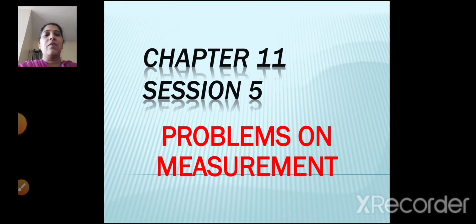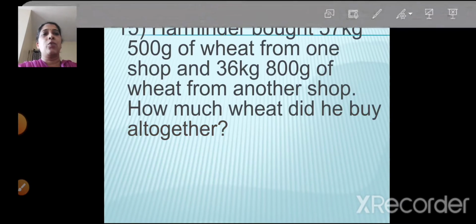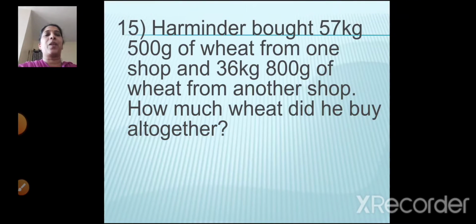So children, we were solving problems at 47, right? And in that we have completed till now 14 word problems. So today we'll finish the remaining word problems. So let's move to the 15th one.